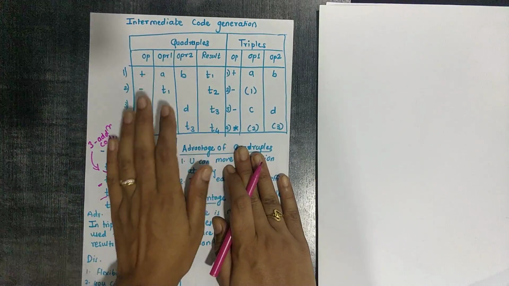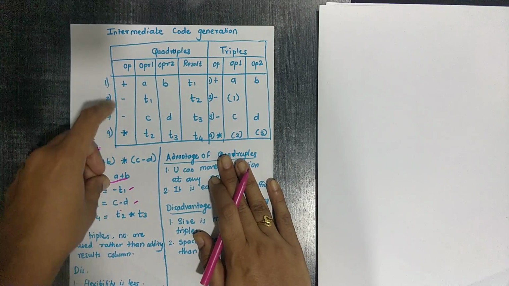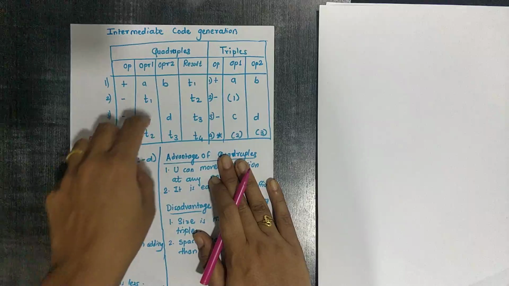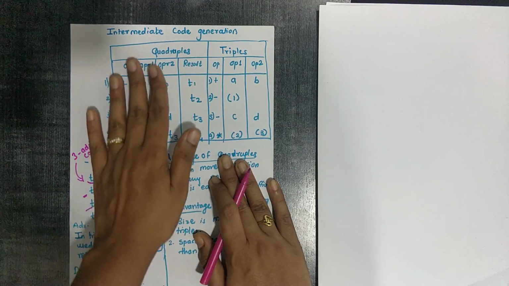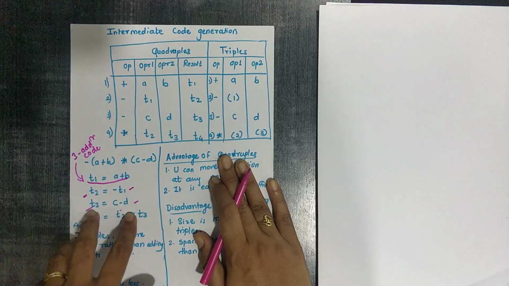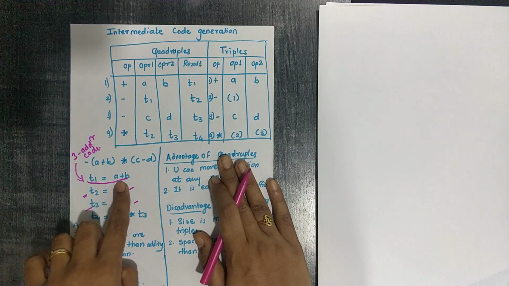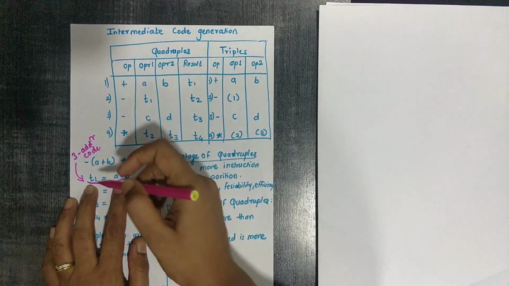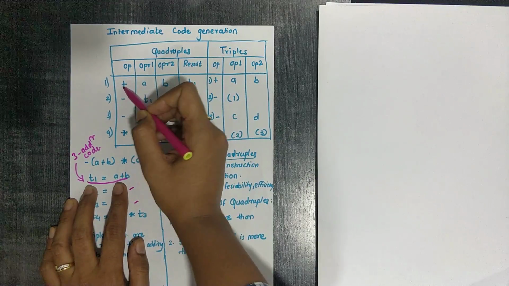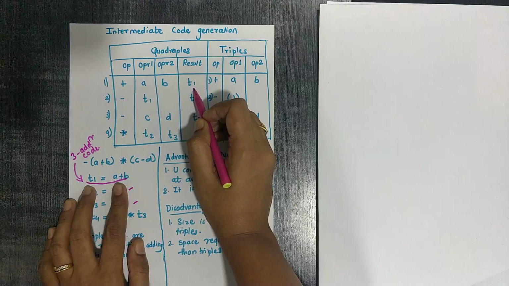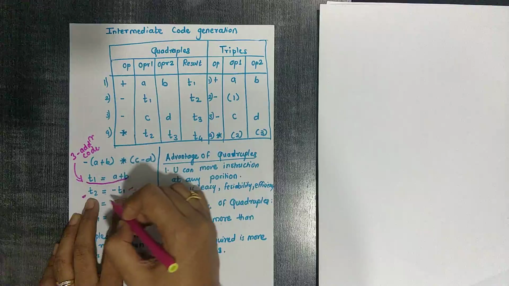And in quadruples, as you can see in this table, there are 4 columns. First column is operator, second one is operand 1, third one is operand 2, and last one is result. These 4 columns are used in quadruples. In quadruples, you just have to reflect these rules. First column is operator. So what is the operator in the first statement? That is a plus b. Plus is the operator, a and b are operands, and what is the result? That is t1.